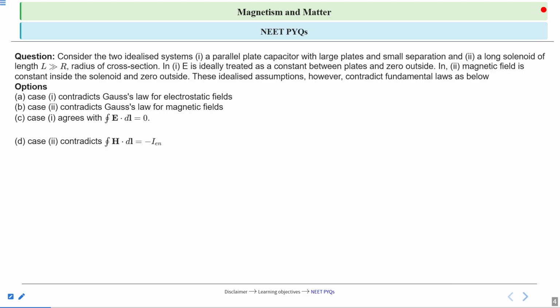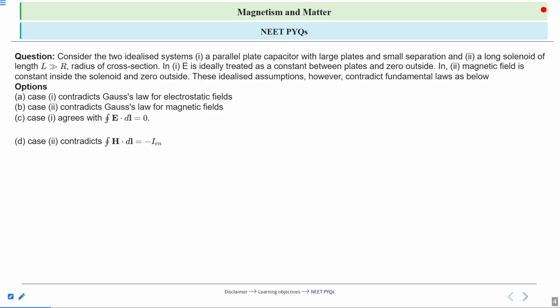So first question. Consider two idealized systems. First case is a parallel plate capacitor with large plates and small separation. That means area is much greater than the separation between the two plates. Okay, so this is the idealized case when fringing of electric fields at the ends of the plate is neglected, when there is a small separation between the capacitor and large plates are there.